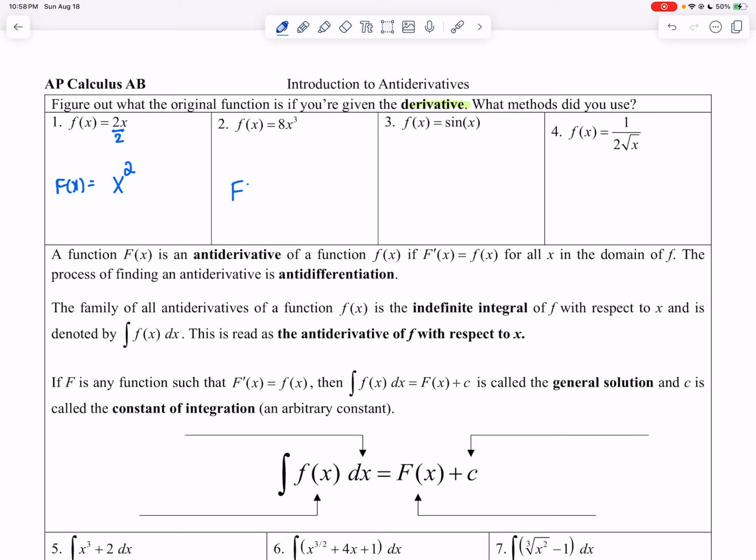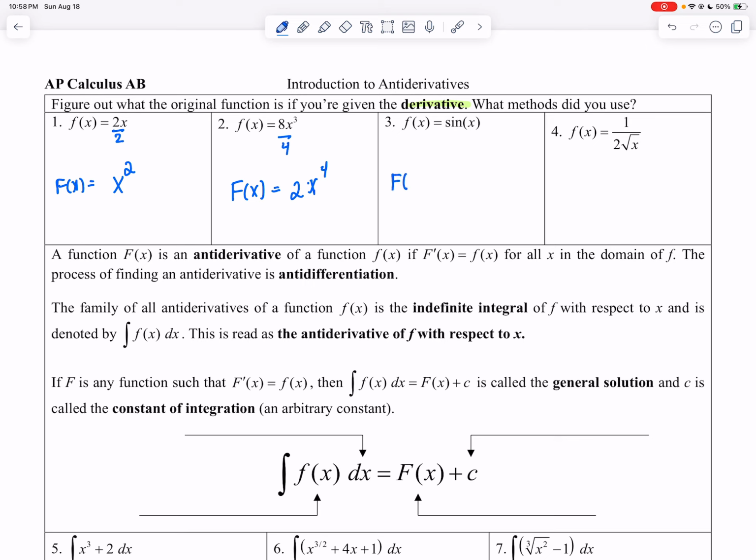Likewise, for number 2, I'm going to add 1 to my exponent. That's a 4. And then I'm going to divide my coefficient by that instead of multiplying. That's going to give me 2. And if I take the derivative of 2x to the 4th, I'm going to get 8x to the 3rd.